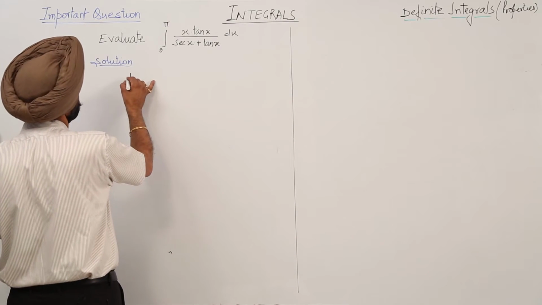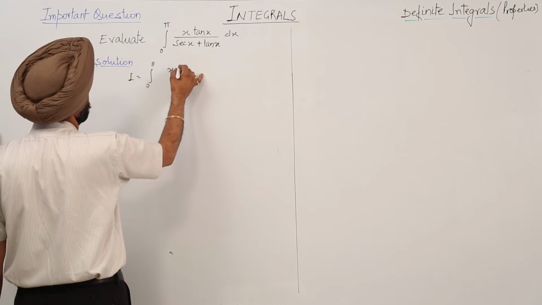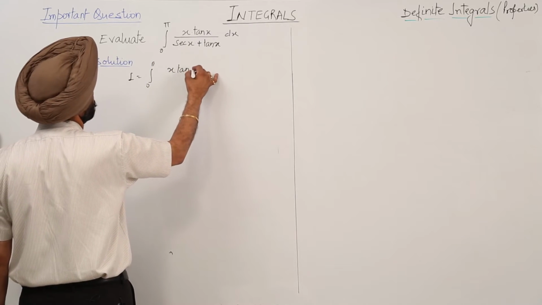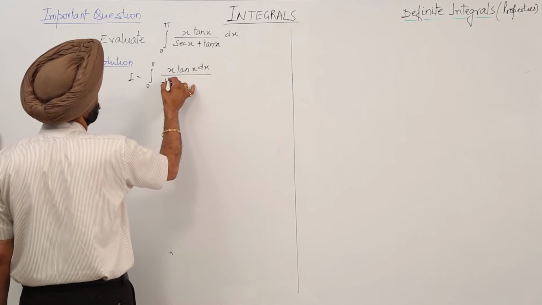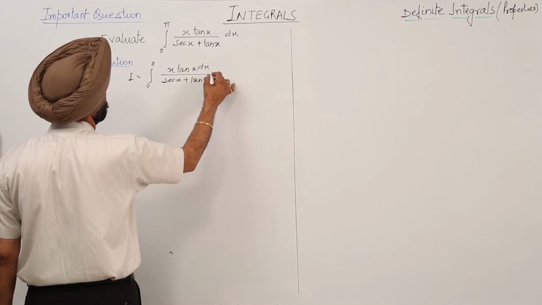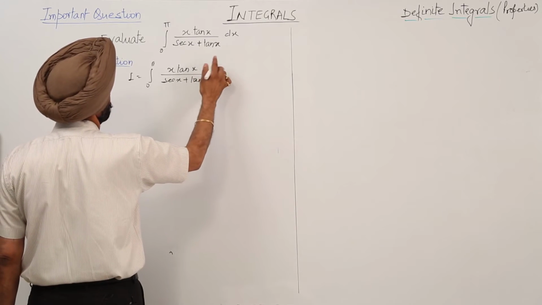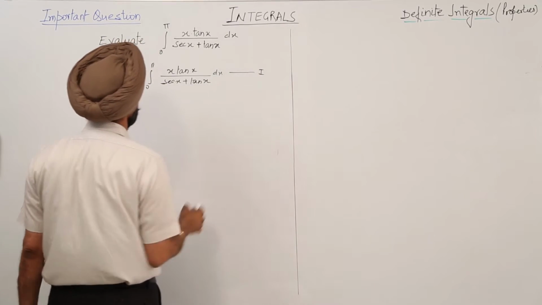The question is the integral from 0 to pi of x tan x dx upon secant x plus tan x. Call this equation number 1.